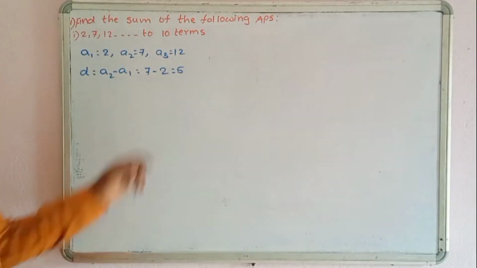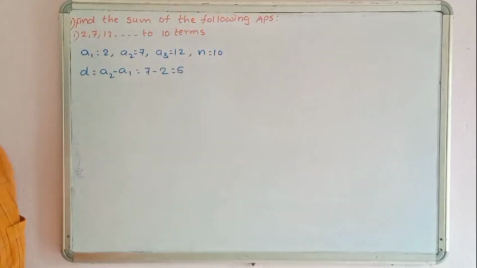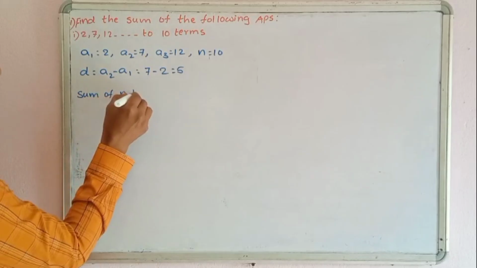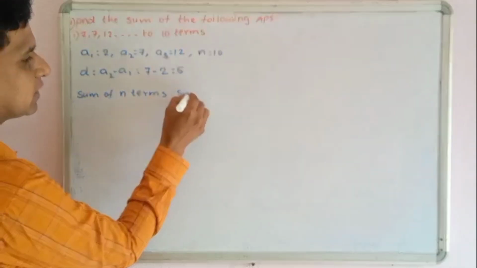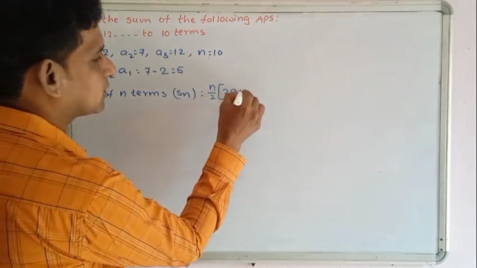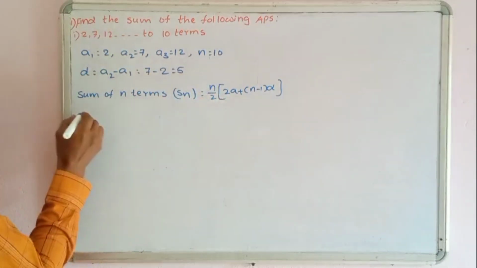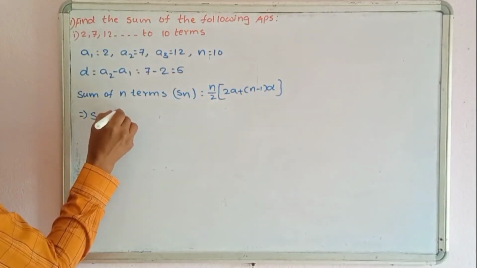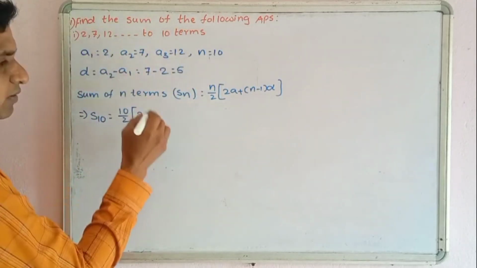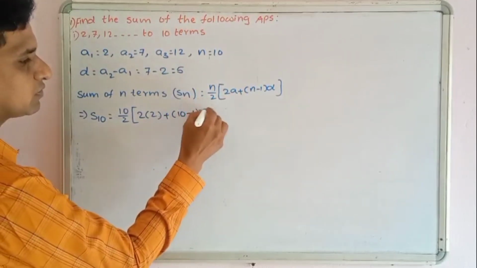Now we will find the sum of n terms. Here, what is the value of n? n equals 10 because 10 terms are there. So now Sn, the sum of n terms. The formula is Sn equals n by 2 into 2a plus n minus 1 into d. Here the value of n is 10. So S10 equals 10 by 2 into 2a, where a is nothing but A1, that is 2, plus 10 minus 1 into d.